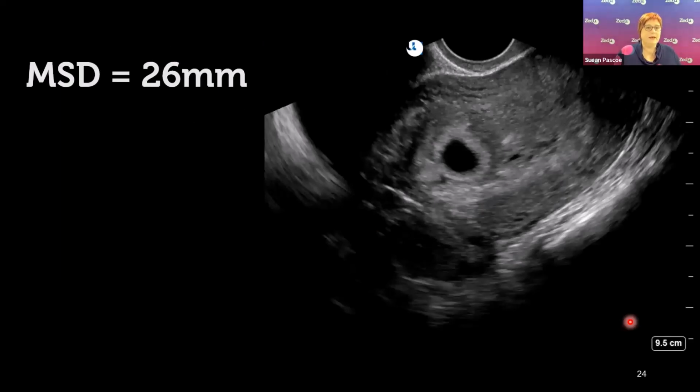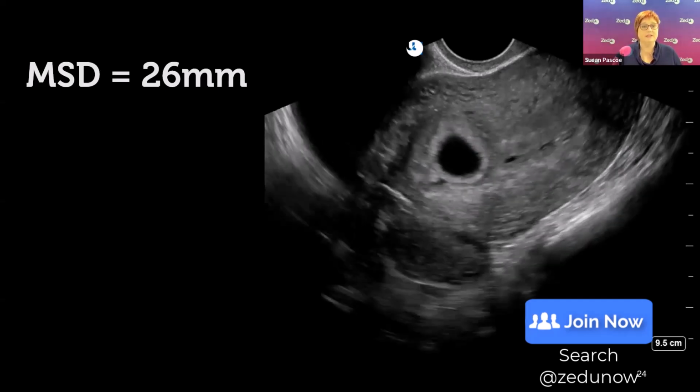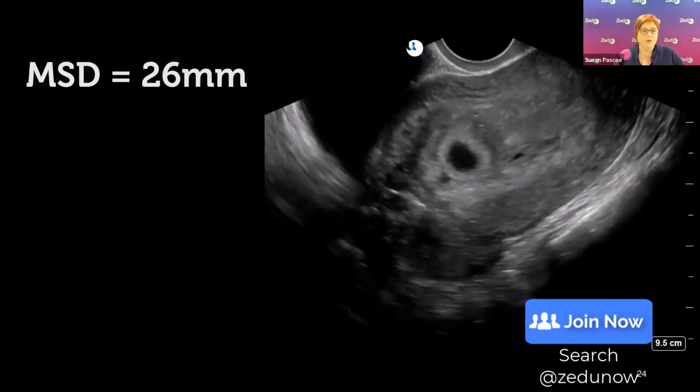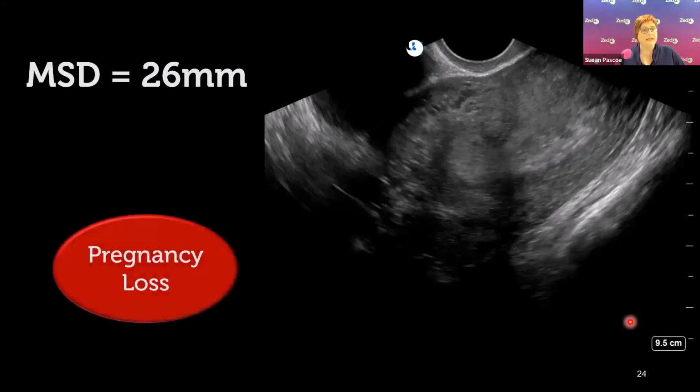So let's look at some examples of how these criteria apply at the limits here. Let's say that this gestational sac measured, the mean sac diameter was 26 millimeters. And as you see, as we scan through, I can see no sign of a fetal pole and no sign of a yolk sac. So if the mean sac diameter is 26 millimeters, we clearly exceed this threshold criteria. The mean sac diameter should be more than 25 millimeters, and so we can categorically say that this is a pregnancy loss.